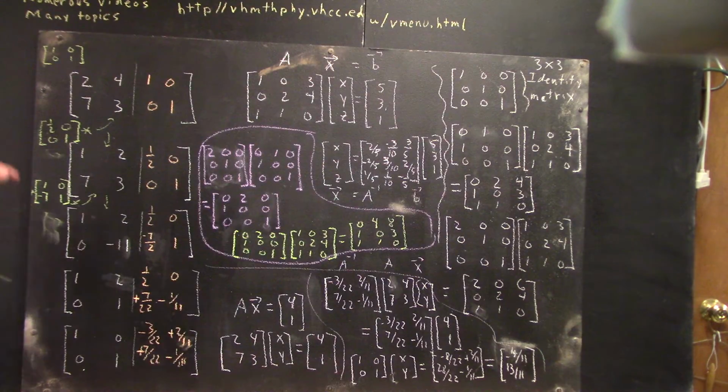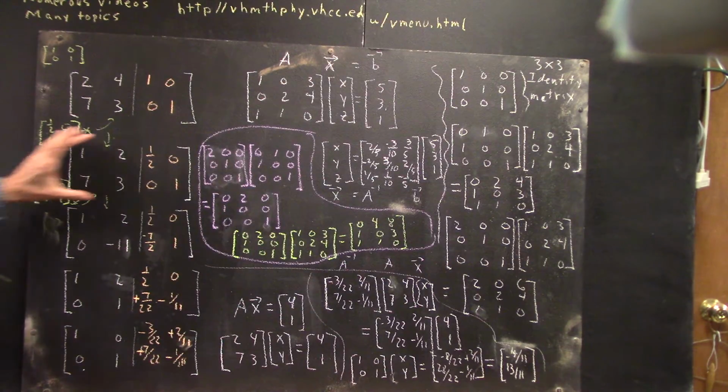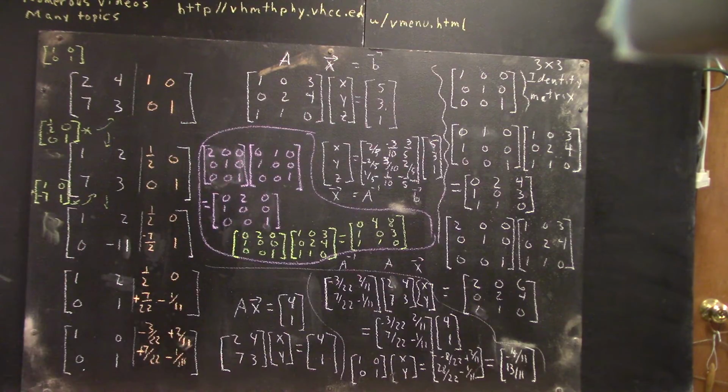Well, let's see what I did here. The second operation I did was to multiply the first row by -7 and add it to the second. If I do that to the identity matrix, we get 0. Multiply the first row of this matrix by -7 and add it to the second row, what do I get? I get the matrix 1 0 -7 1. If I multiply this matrix times this one, I get this matrix.